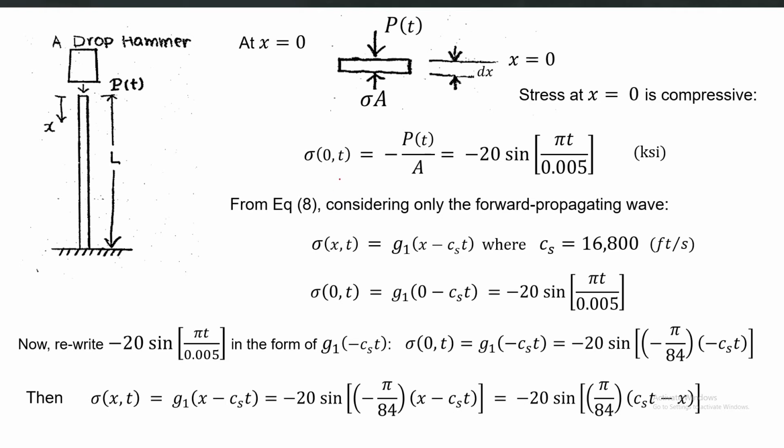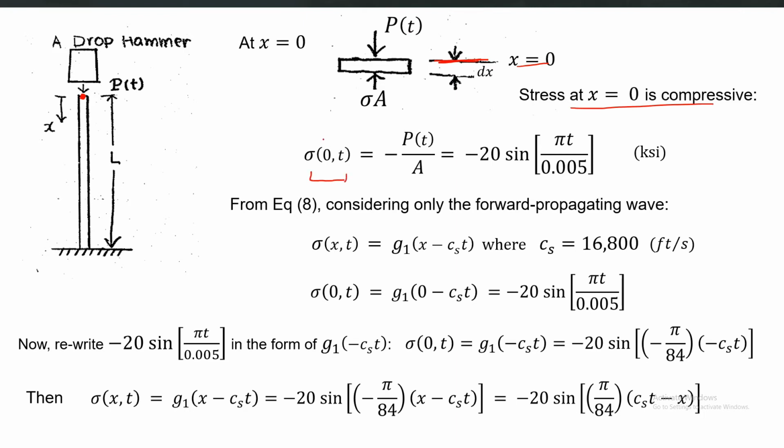We now know that the stress at x equal to 0 is compressive, because let's say this is the point at x equal to 0, the topmost point. P of t is being applied, and this is the top layer or top level, x equal to 0. That application of force will produce some deformation, and that stress which is being produced by that force will be equal to sigma 0 comma t.